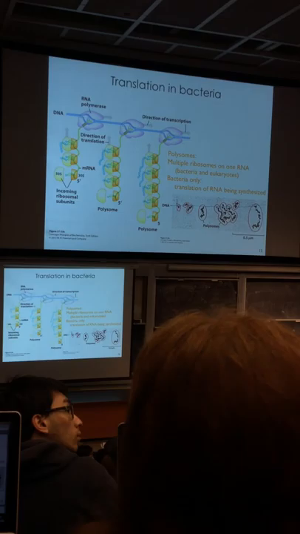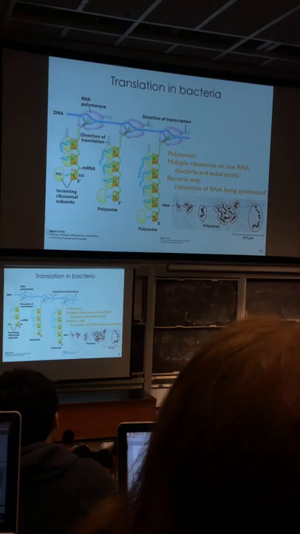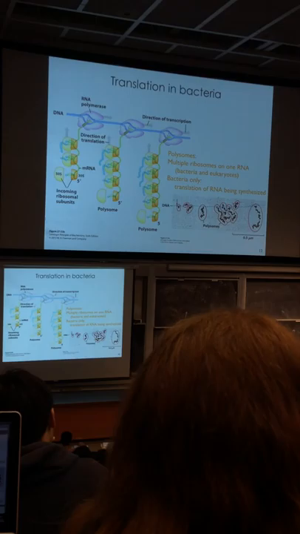Yeah, so the question is, when I said that a bacterial mRNA is polycistronic, does that mean that multiple polymerases can transcribe? That isn't the distinction. Polycistronic means that a single mRNA has more than one protein-coding gene on it.